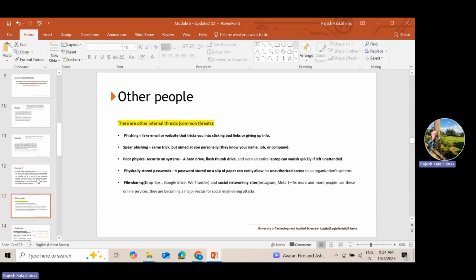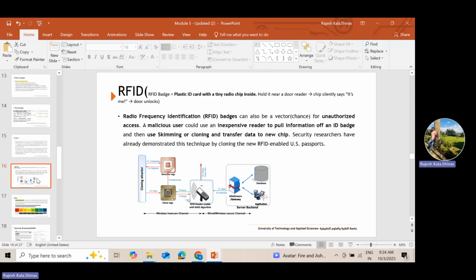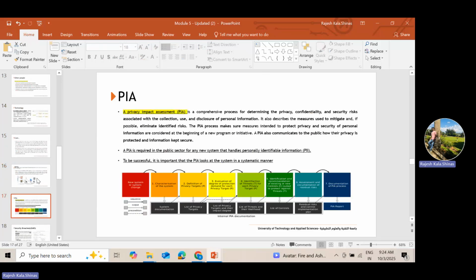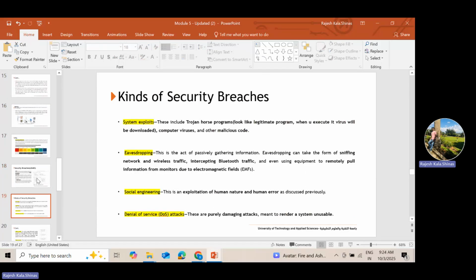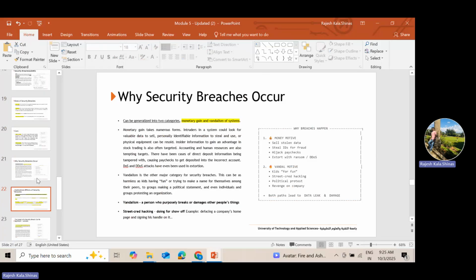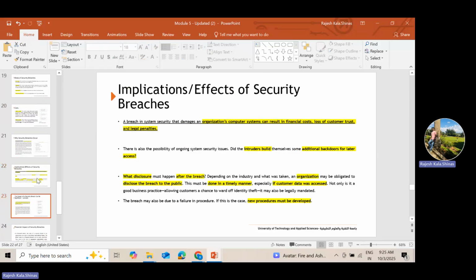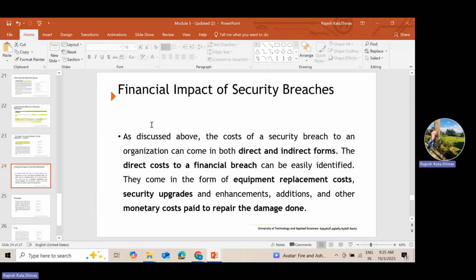Then we have different types of security breaches, such as RFID, then PIA. What about the impact of security breaches? Why do they go for security breaches? Monetary gain and vandalism. Monetary gain means they need money. Vandalism means they want to create an image like that. Effect of security breaches, impact of security breaches, then financial impact. All those things, just go through.